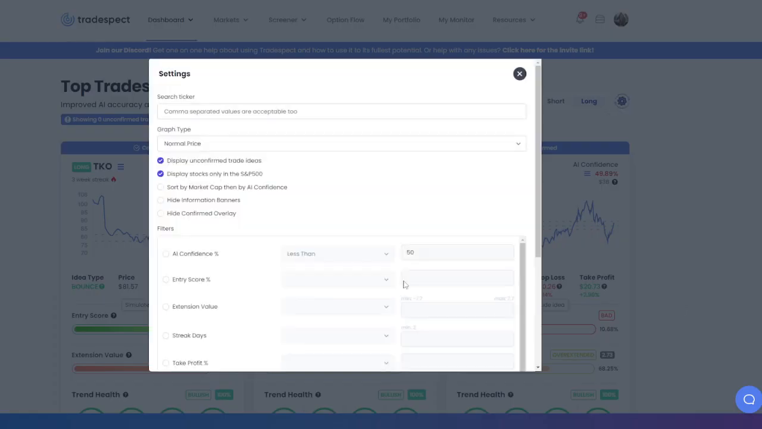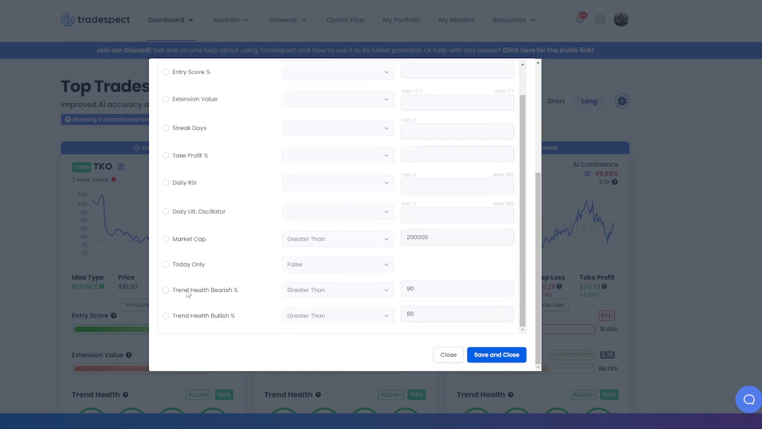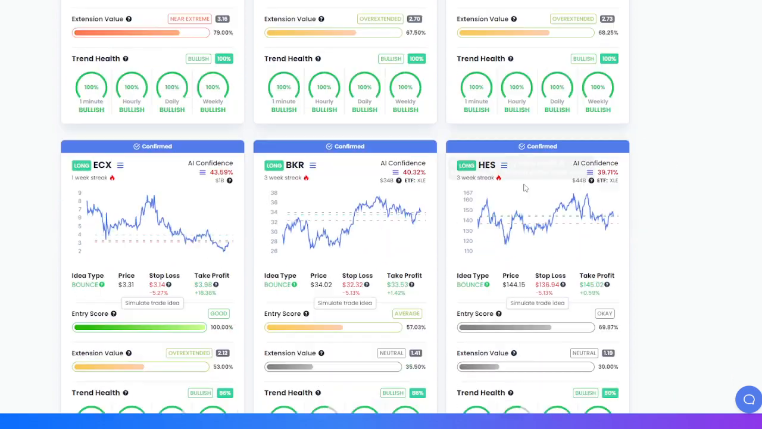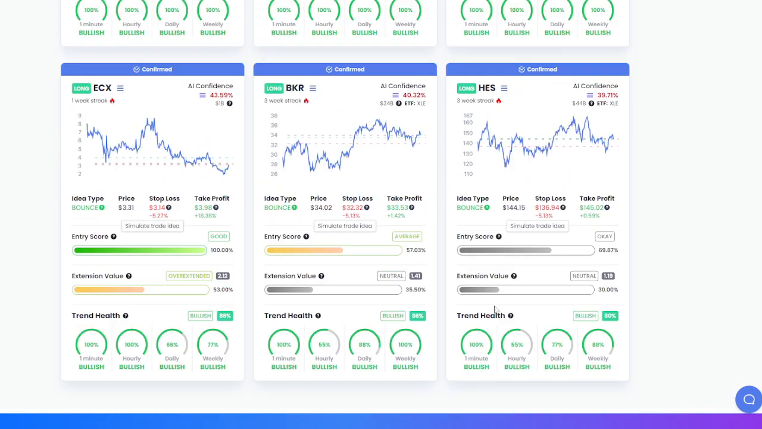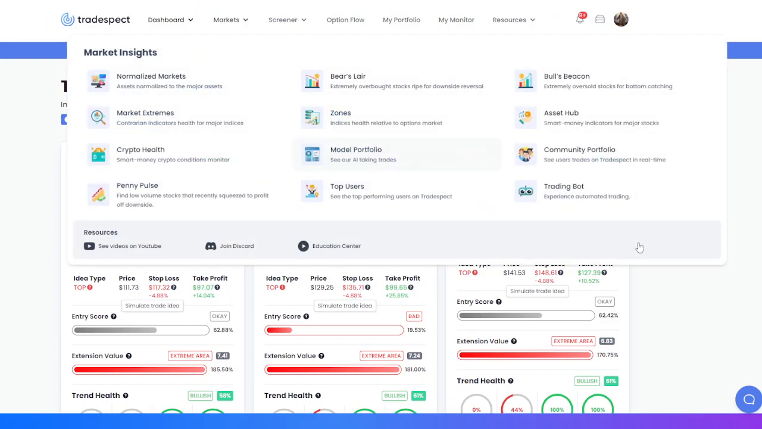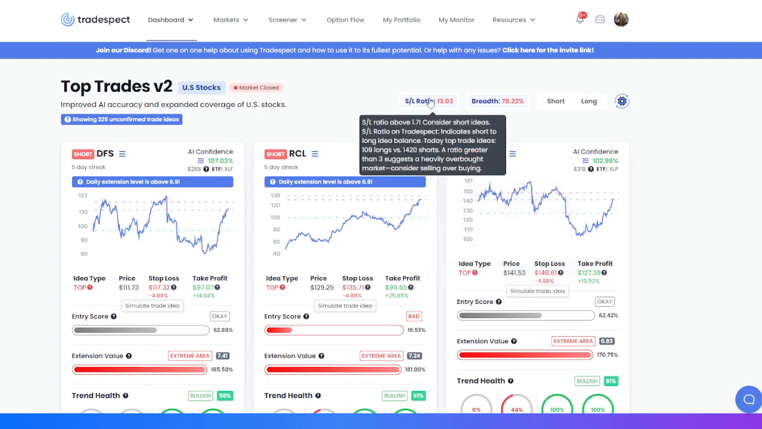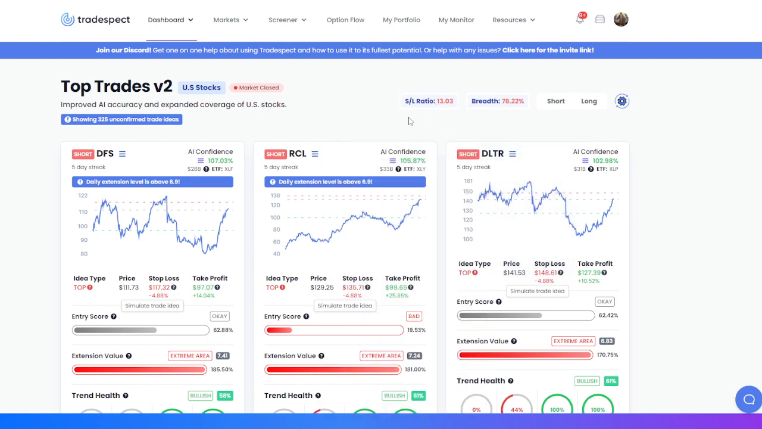So that's the trend health setting. They're really useful for filtering this type of thing, giving you that protection. And then the SL ratio is like the market has been really overheated the past week or two.